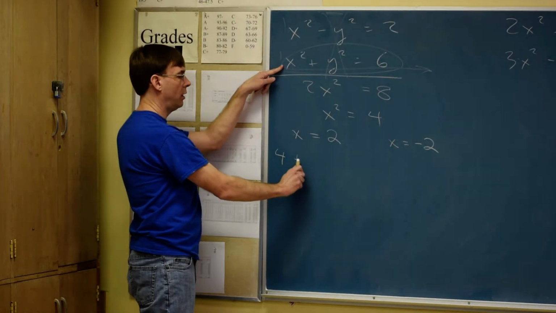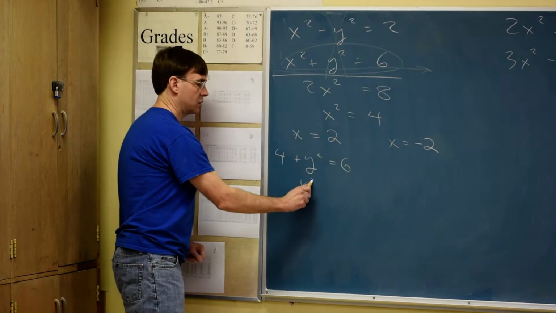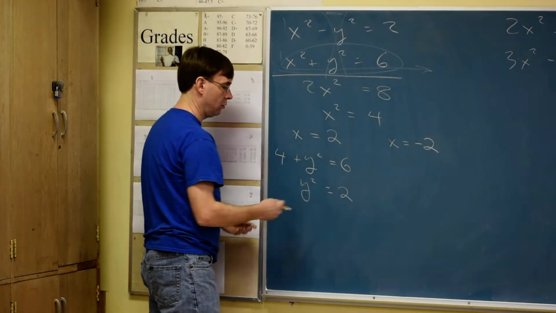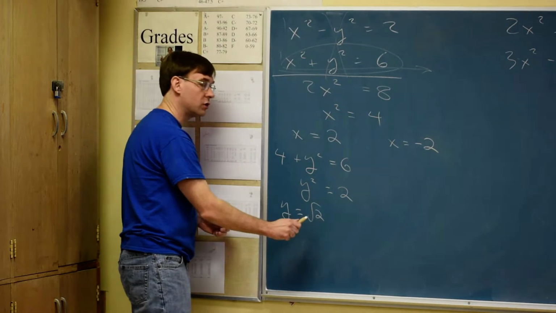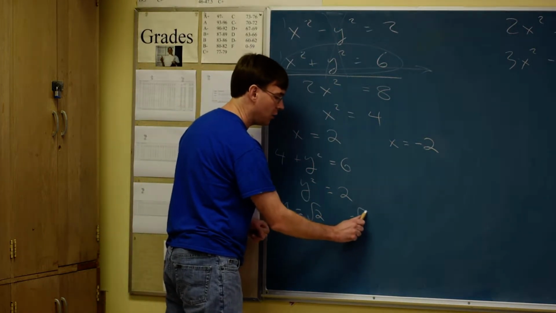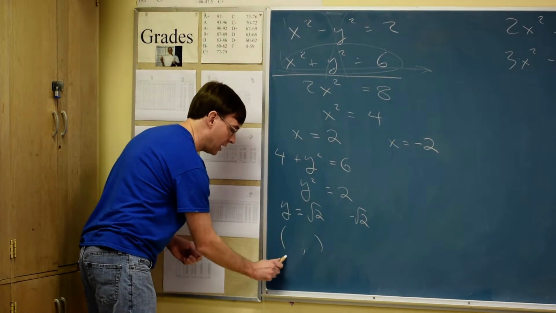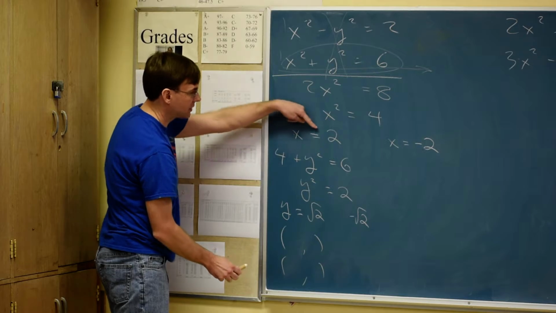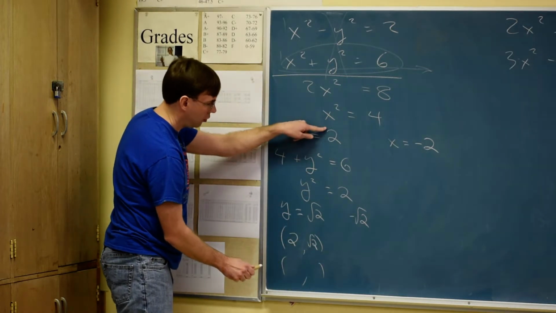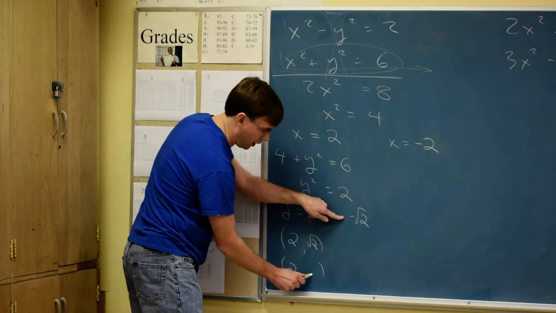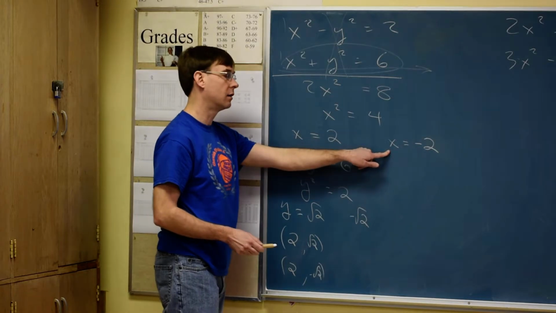So we have 4 plus y squared is 6. Subtract that 4 to get a 2. When you do the root, the y could be the root of 2, or it could be the negative root of 2. And we just discovered for ourselves two answers. We just discovered that 2 could go with root 2, or 2 could go with negative root 2. And we still have this hanging.